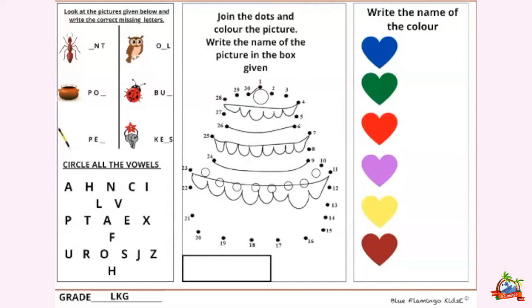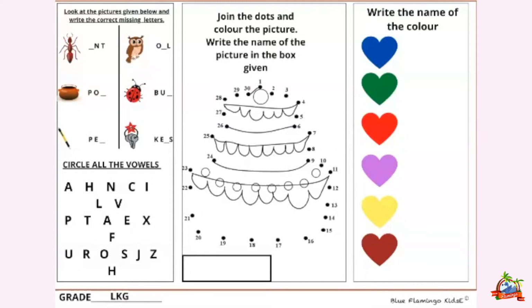Now let's move to the next section of the sheet, maths. Join the dots and color the picture. Write the name of the picture in the given box. In this एक पिक्चर बनी हुई है but we have to complete it by joining the dots. ओके, पहले से पिक्चर बनी है, हमें इसे कंप्लीट करना है डॉट्स को ज्वाइन करके. और डॉट्स कैसे हम ज्वाइन करेंगे? नंबर वाइज.